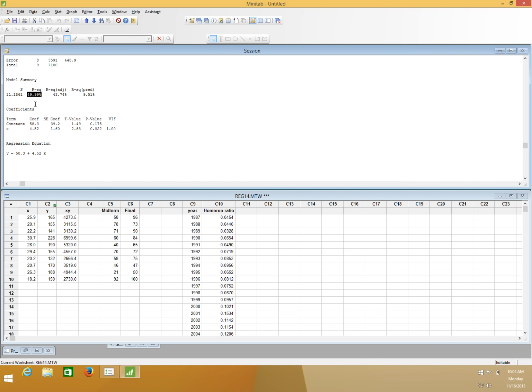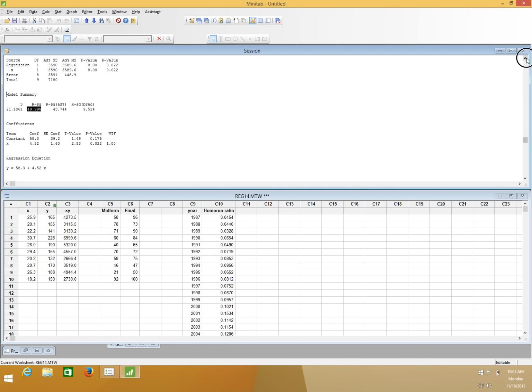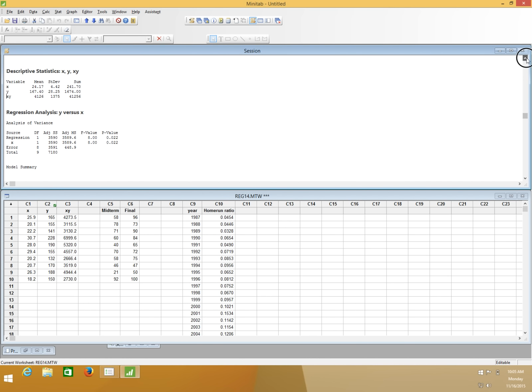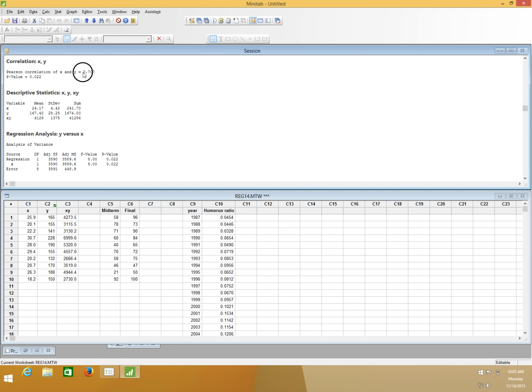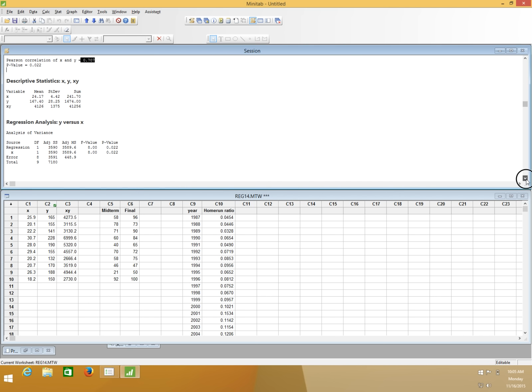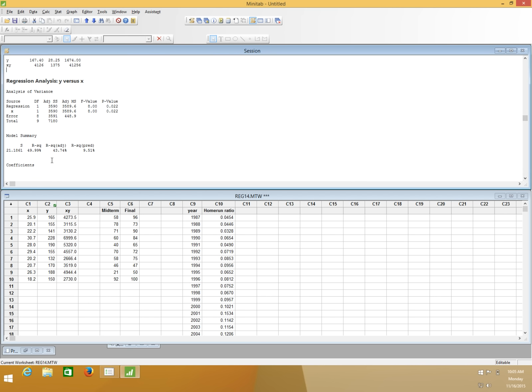This is called R squared, or the coefficient of determination. If you take the correlation, which is R, and you square it, you will get this R squared value. Let me just remind you what correlation was. Here the correlation was 0.707. If we squared that and then made it into a percentage, we would get 49.99.